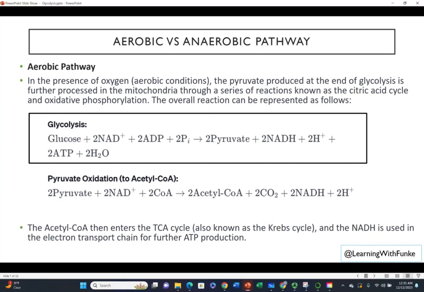For the overall reaction for glycolysis, how we go from glucose to pyruvate, and then how pyruvate further undergoes oxidation to form acetyl-CoA. Acetyl-CoA then enters the TCA cycle, and here, NADH is used also in the electron transport chain, to further generate more ATP. Okay.